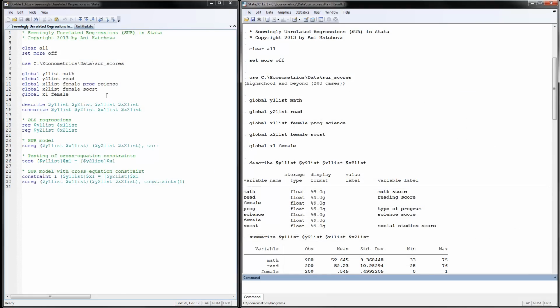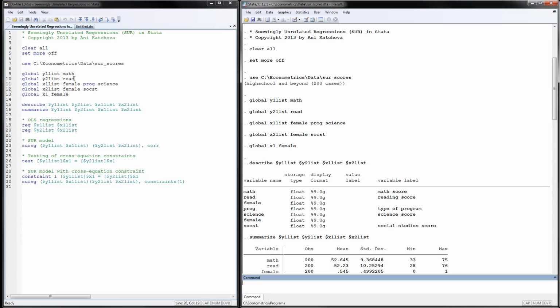So if we are defining the variables here, first variable y1 would be the math score, y2 would be the reading score, then we have x1, the independent variables in the first equation: female, program, and science, and x2: female and the social sciences score. And then I'd like to define a variable, one of the independent variables such as female, that occurs in both equations, because I'd like to test some restrictions. So this is x1 here, one of the variables in here.